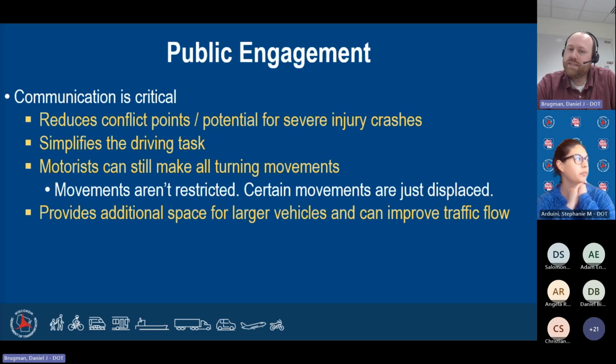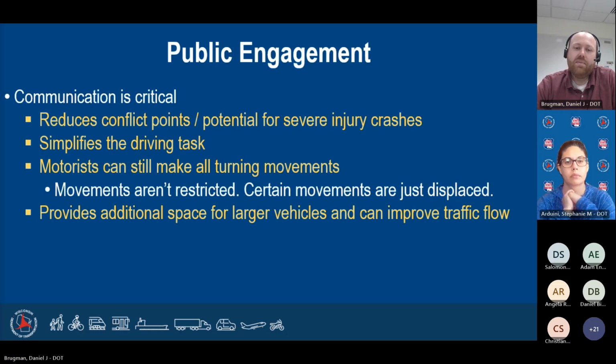We're still seeing resistance to some of our alternative intersections throughout the public involvement process, but in many cases where we've been successful and built roundabouts, communities are now coming back to us asking for roundabouts at other locations in their community.